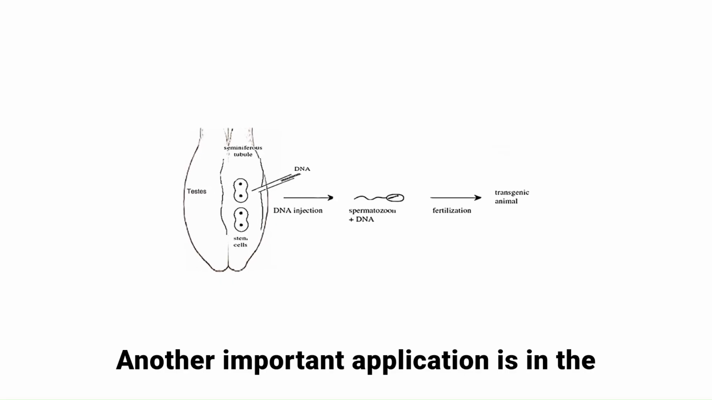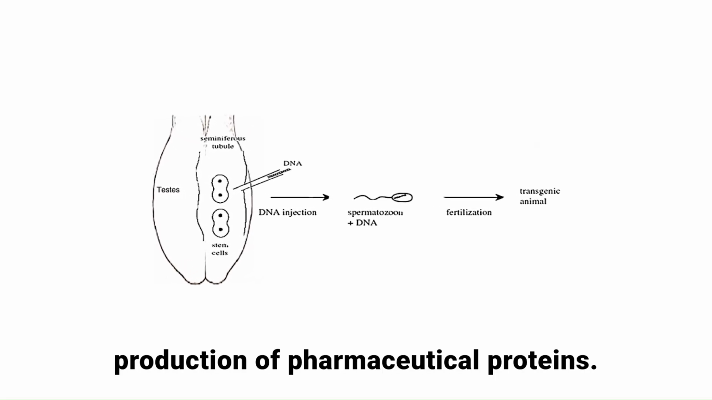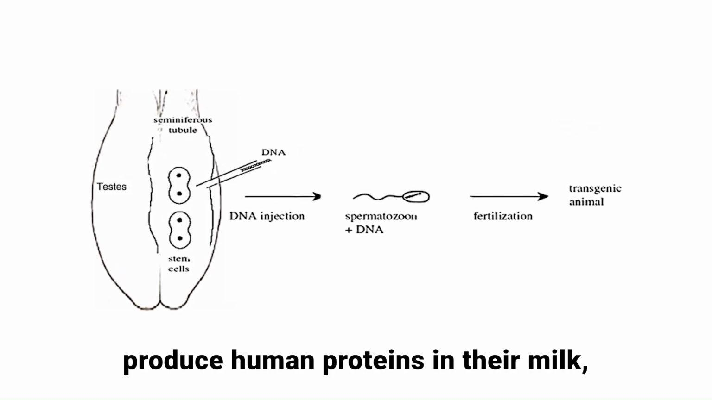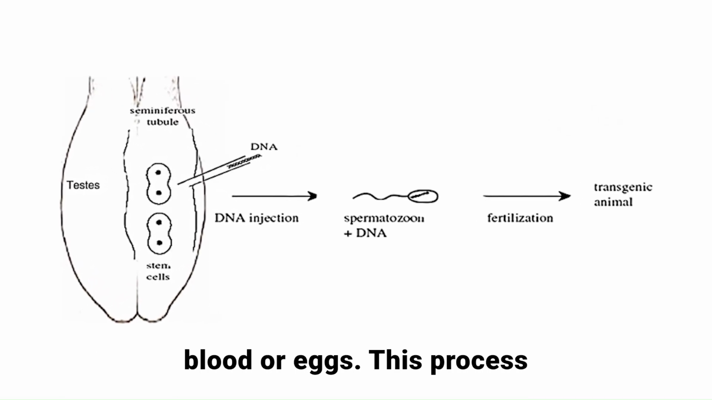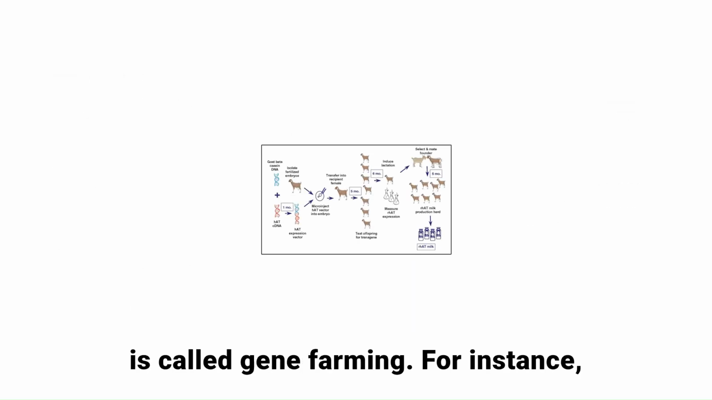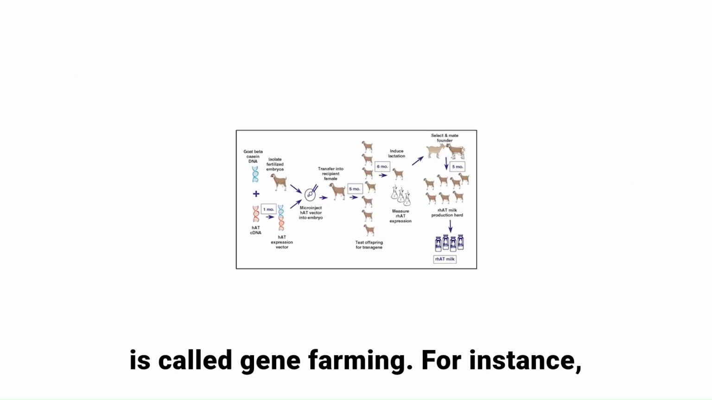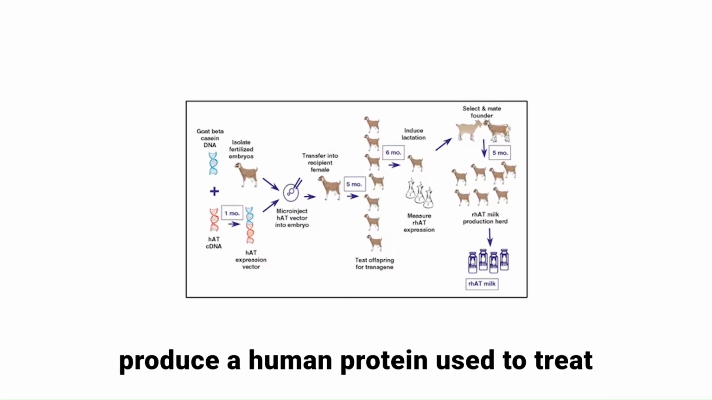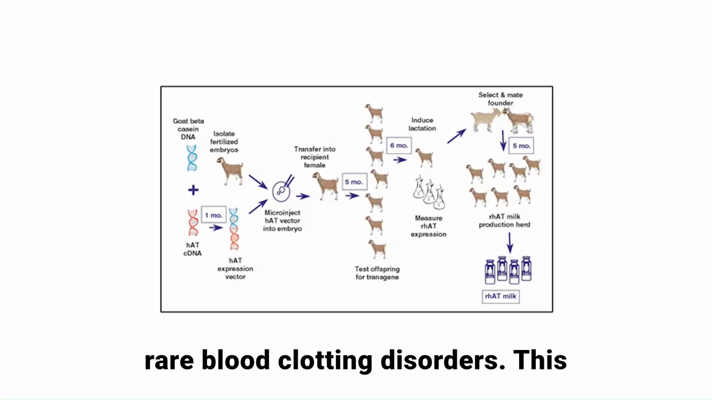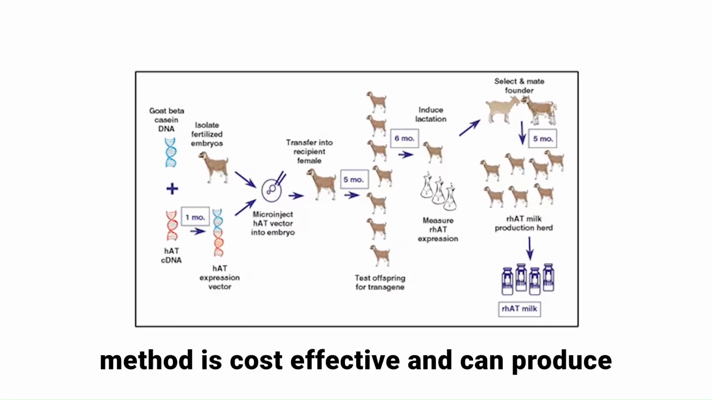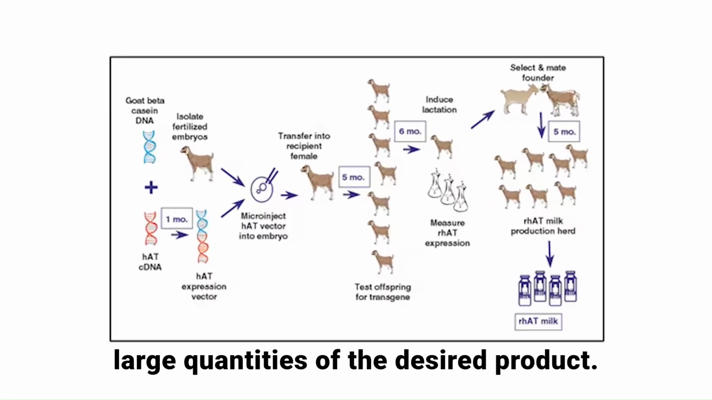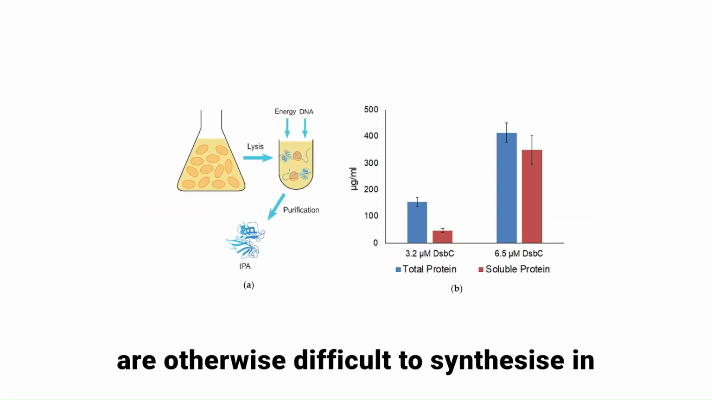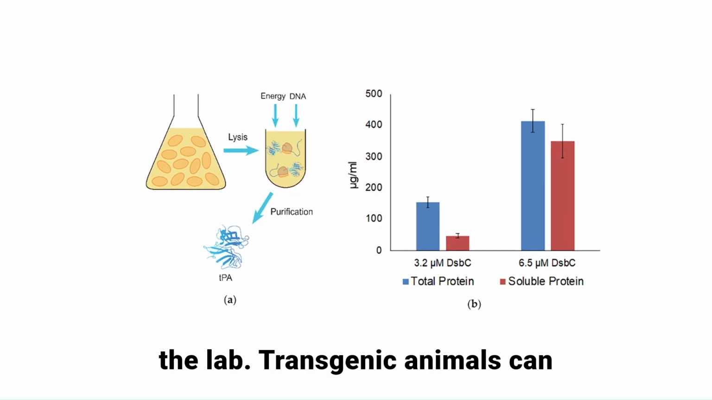Another important application is in the production of pharmaceutical proteins. Some transgenic animals are designed to produce human proteins in their milk, blood, or eggs. This process is called gene farming. For instance, transgenic goats have been created to produce a human protein used to treat rare blood clotting disorders. This method is cost-effective and can produce large quantities of the desired product. It is especially useful for proteins that are otherwise difficult to synthesize in the lab.